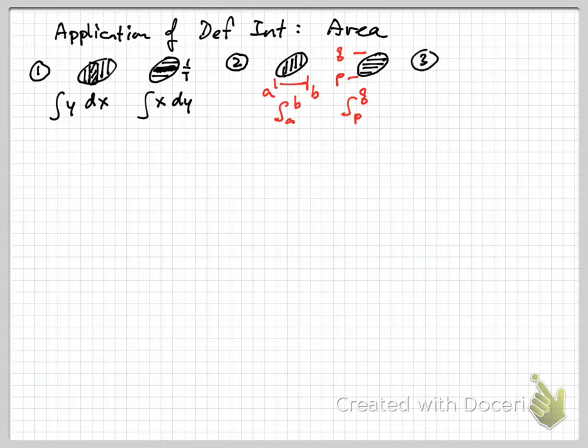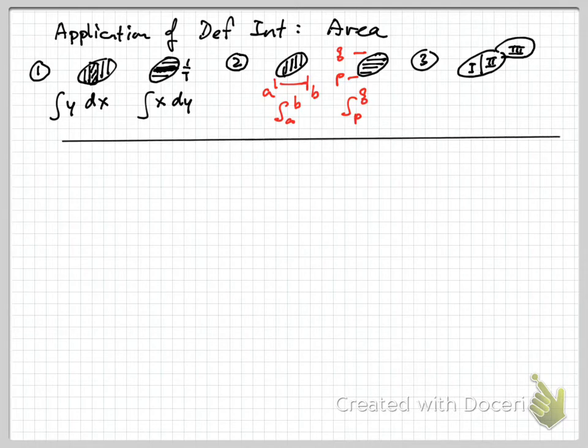Number three is whether we need to split into two different portions, 1, 2, or sometimes maybe a third one, because each one requires a different formula for the definite integration. So first, let me show you one example where we can use both vertical and horizontal slicing to do the problem. We want to find the area between the red and the blue.